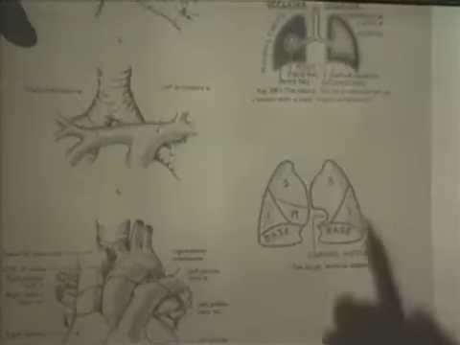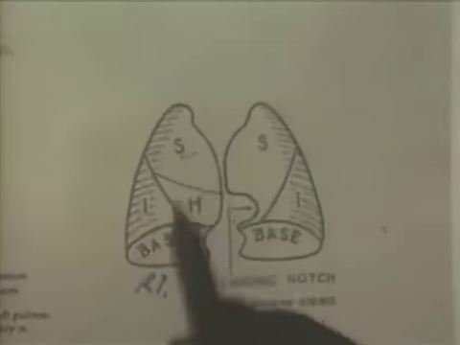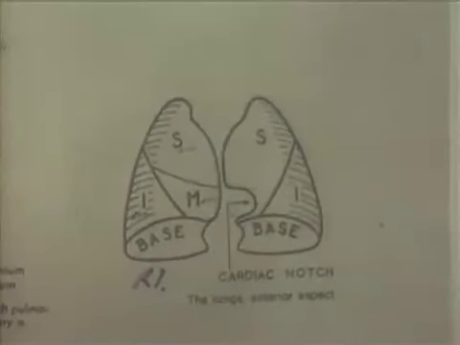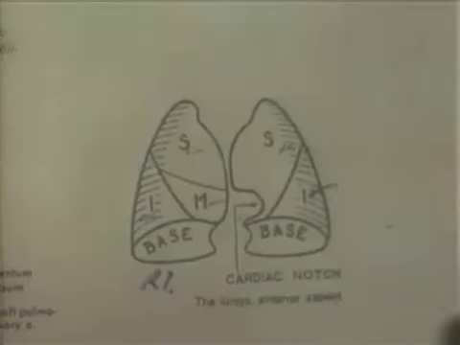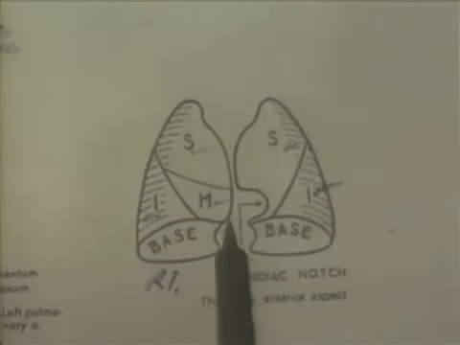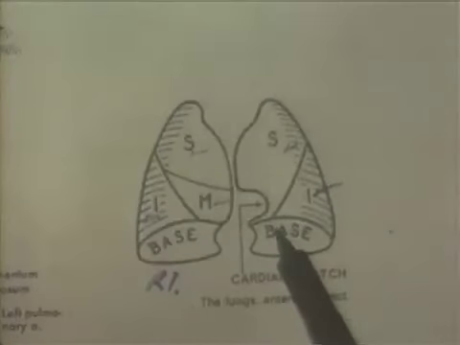Some terminology again, just to remind you, it's the right lung that has a superior, middle, and inferior lobe. The left side has a superior and inferior only. There is no middle lobe in the left area.